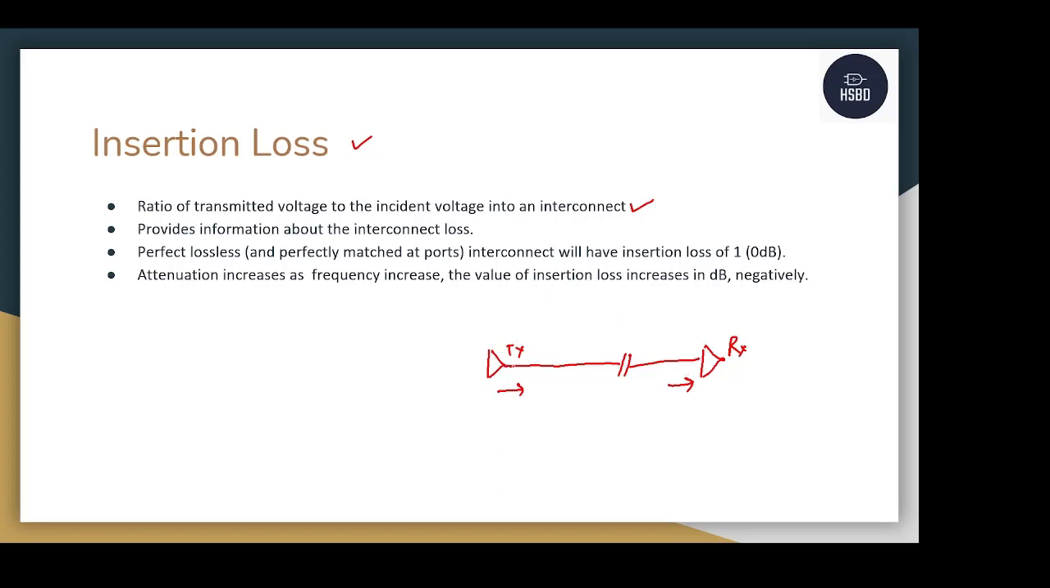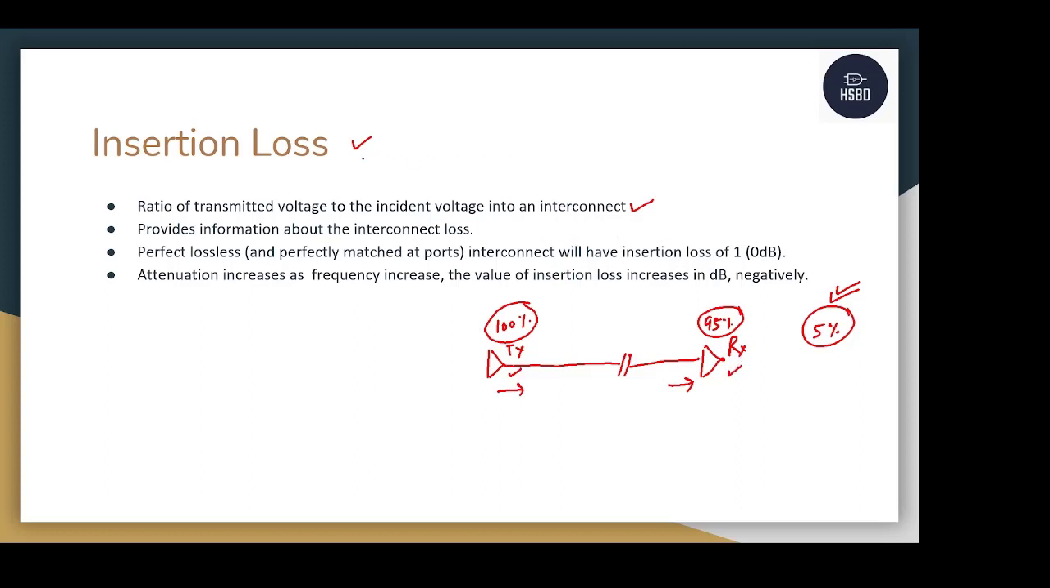So for example, if 100% of the signal is transmitted and 95% of the signal is received at the receiver, then the 5% which is lost during this transmission part, what we call the transmission line or any interconnect, is known as the insertion loss basically. As the definition itself says, it is the ratio of transmitted voltage to the incident voltage into the interconnect, meaning transmitted is this one and incident is this one.